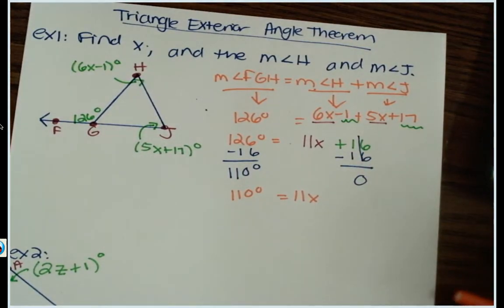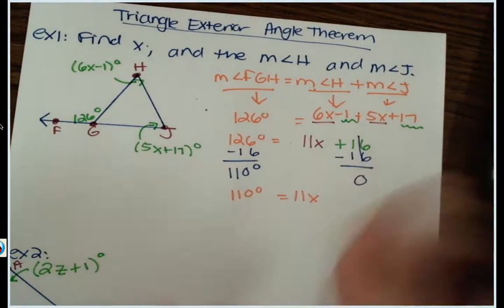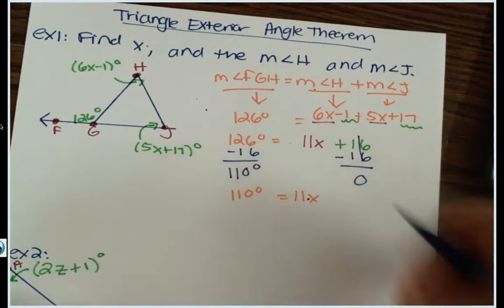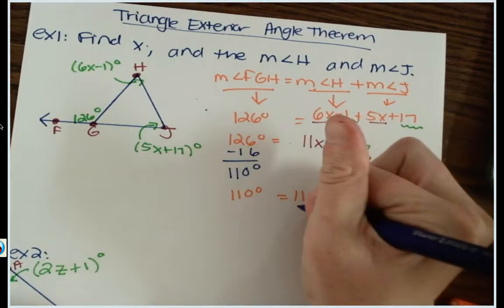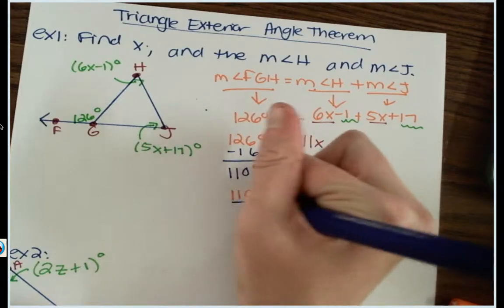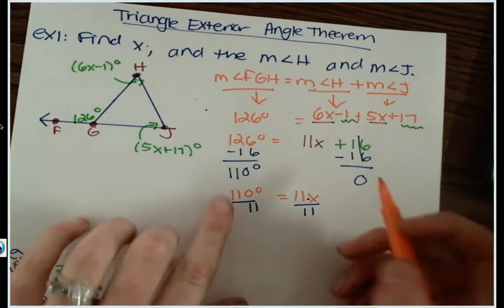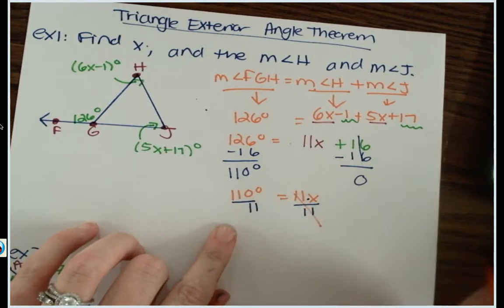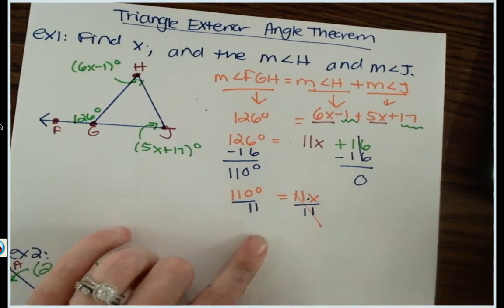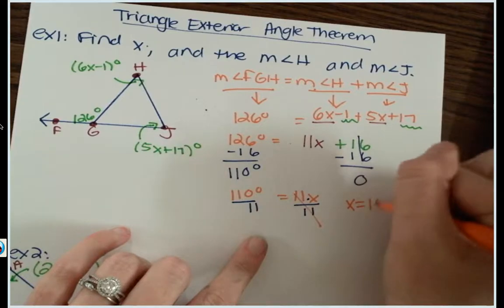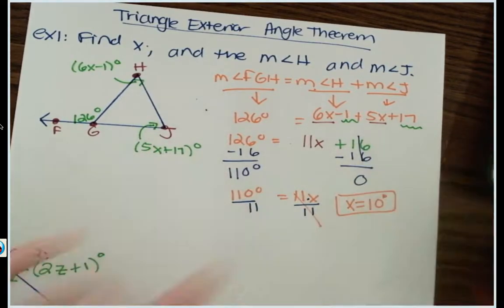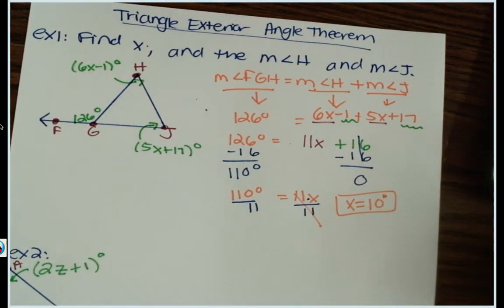Now I just need to solve for my x. My 11 is secretly multiplying the x, so the way we bring it to the other side is by division. Finally we get x is going to be 110 divided by 11, where 11 divided by 11 cancels and turns to 1, and 110 divided by 11 is 10. So x is 10 degrees. Awesome, you guys. We're killing it.